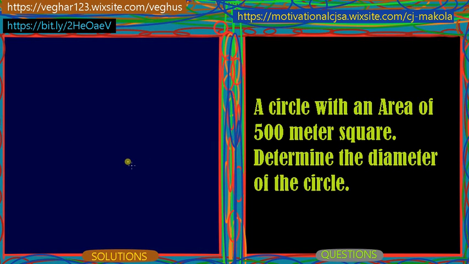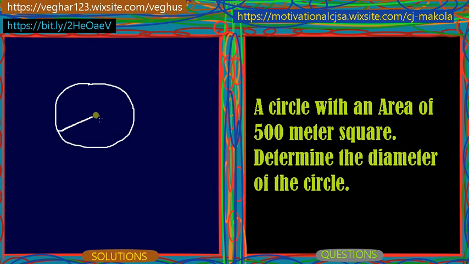Let's look at this question. It says a circle with an area of 500 meters square. Determine the diameter of the circle. A circle, something round, and then it has a diameter.